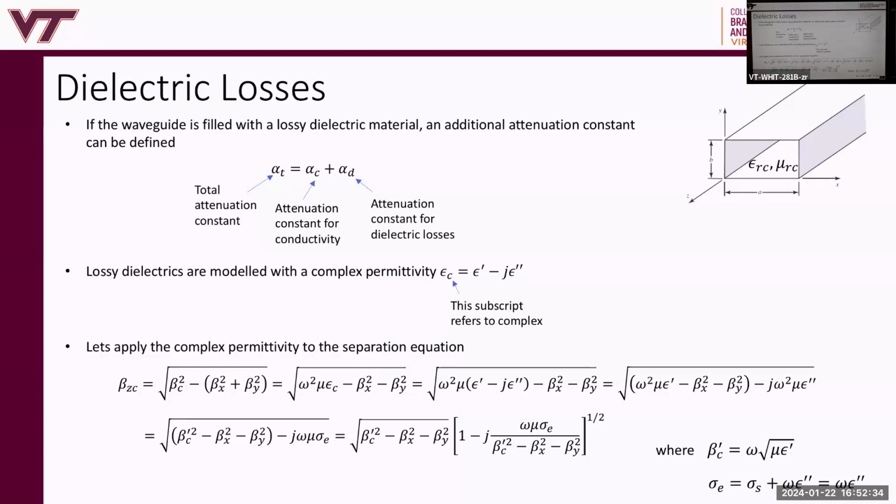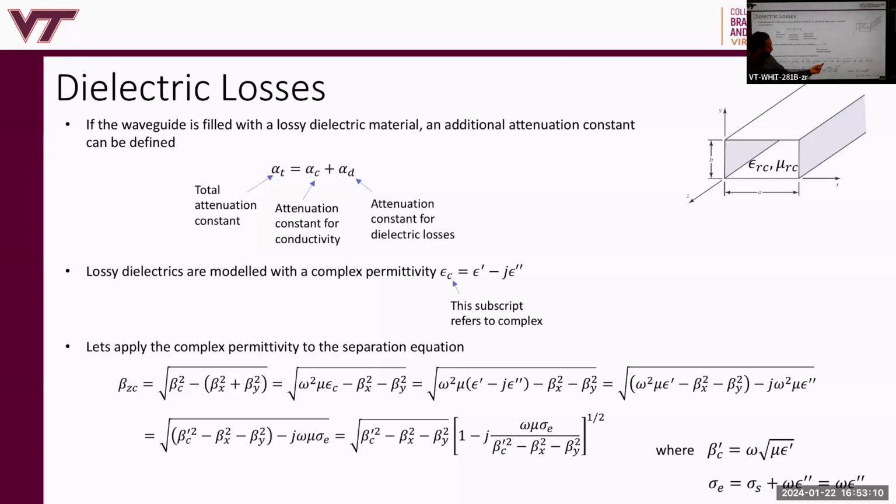All right, so let's apply the complex permittivity to our separation equation. Beta z complex: now we're calculating a complex beta in the direction of propagation. It is the square root of beta complex squared minus beta x squared plus beta y squared. So this beta z is complex because this one is complex, right? Beta c squared is omega squared mu epsilon complex, now with complex permittivity. Then we have epsilon complex is epsilon prime minus j epsilon double prime.